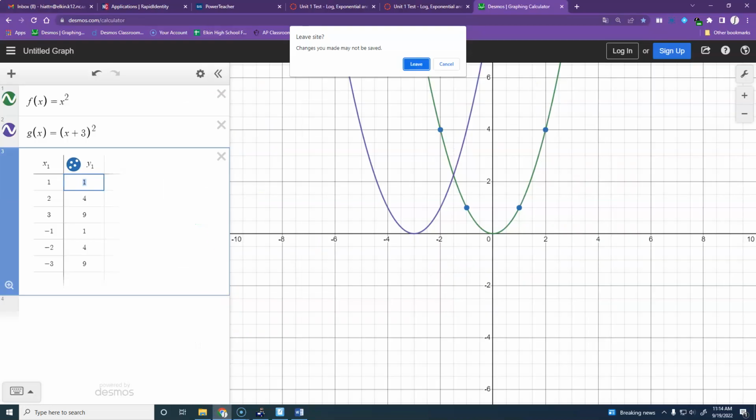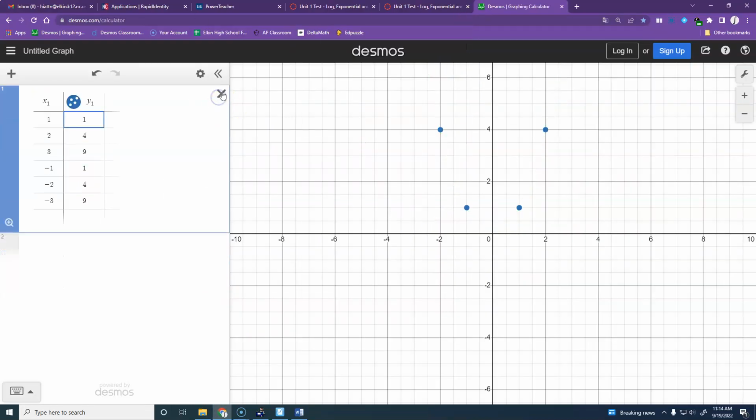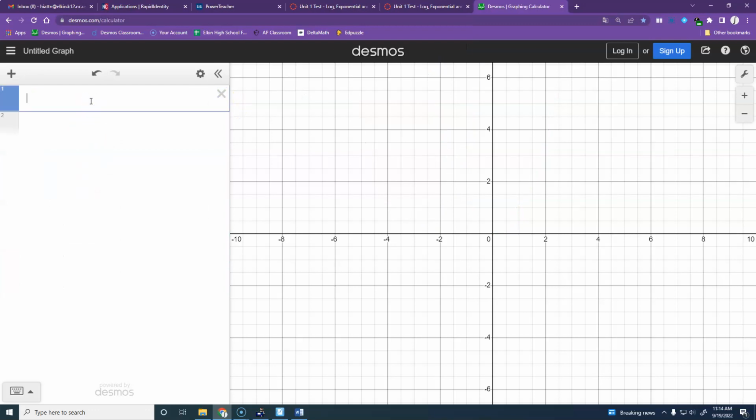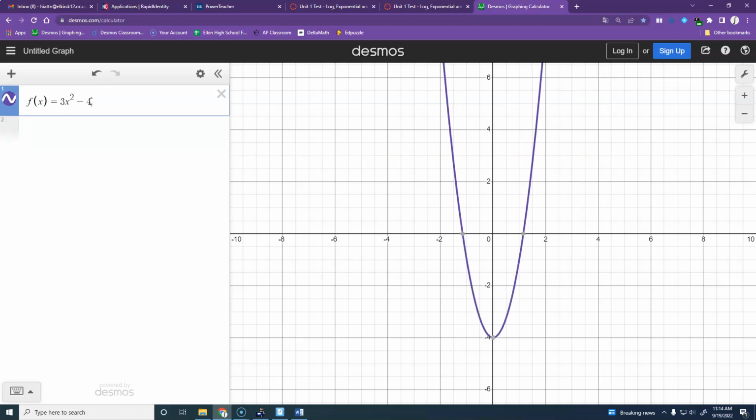All right. So if we look over here, and let's say that we've got the function, let's just go ahead and do something like 3x to the second minus 4. We could even do something like this. Let's make it more complicated.